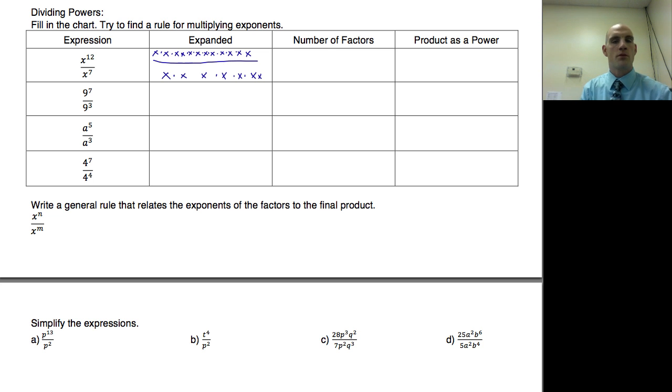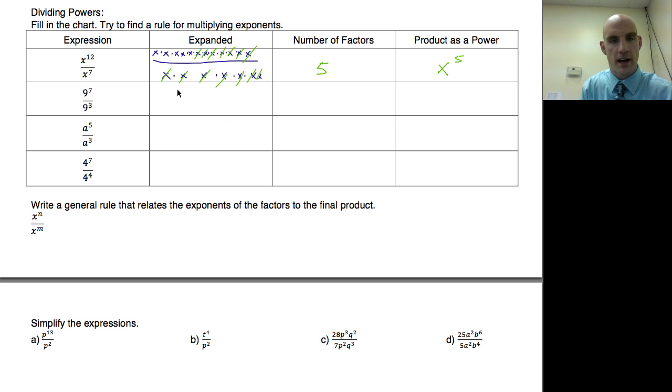And as we learned before, when I've got the same thing on the top and the bottom like this in a multiplication problem, I can match them up and cross them out. So I end up with, I cross out 7 on the bottom, 7 on top. And so what do I end up with? Everything is gone, but I end up with 5 x's, and I've got x to the 5th. So after I crossed out, that's what I ended up with.